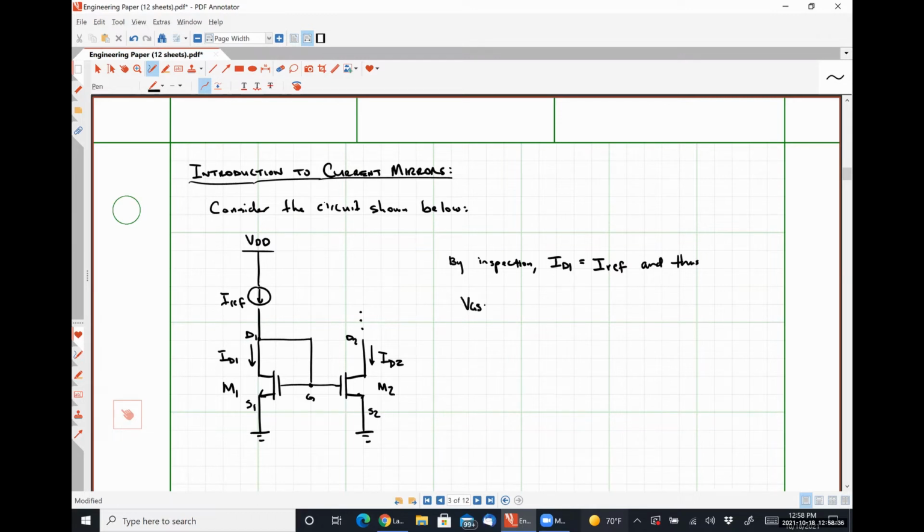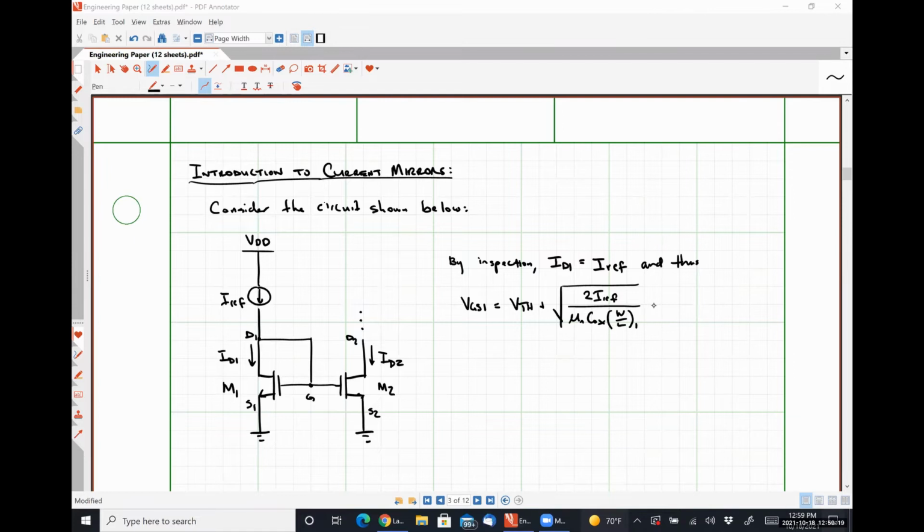I can say that my gate source voltage for transistor 1 will be VTH plus the square root of twice IREF divided by mu n Cox W over L1, right? So effectively, we have a feedback situation here where since we're forcing a specific amount of current to flow through the transistor, it makes the gate source voltage of the transistor be whatever it needs to be in order for that much current to flow through the transistor, okay?